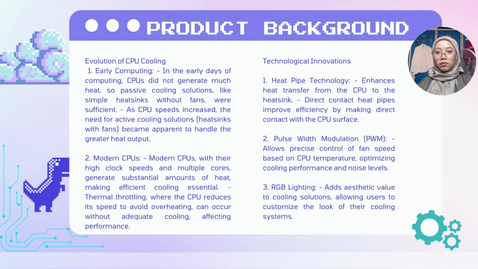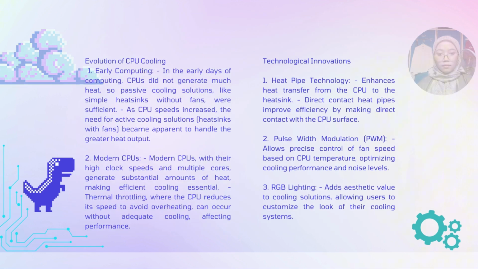Technology innovation: heat pipe technology enhances heat transfer from the CPU to the heatsink. Direct contact heat pipes improve efficiency by making direct contact with the CPU surface. The second one is pulse width modulation, which is PWM. It allows precise control of fan speed based on CPU temperature, optimizing cooling performance and noise levels. The last one is RGB lighting. It adds aesthetic value to the cooling solution, allowing users to customize the look of their cooling system.